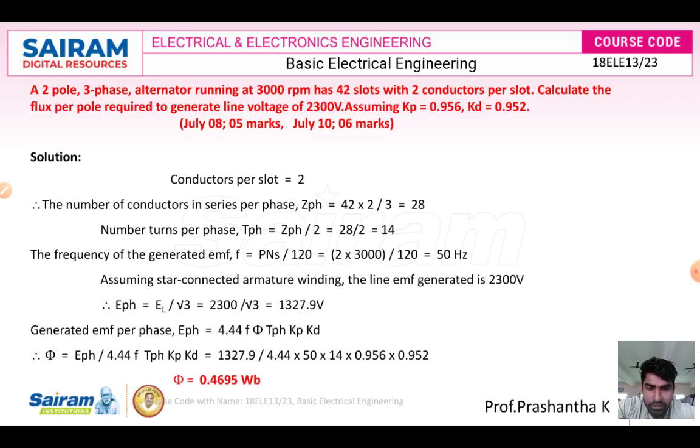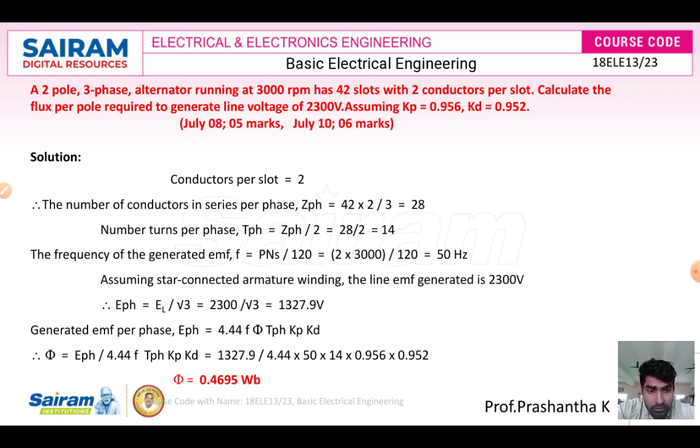Assuming a star connected armature winding, the line EMF is 2300. So the output voltage is given now. We need to calculate E phase, and with E phase we need to calculate the flux. Calculate the flux per pole required to generate the line voltage of 2300. So E phase is equal to EL by root 3 if it is star connected. If it is delta, you can directly take EL is equal to E phase. If it is star, E phase is equal to EL by root 3.